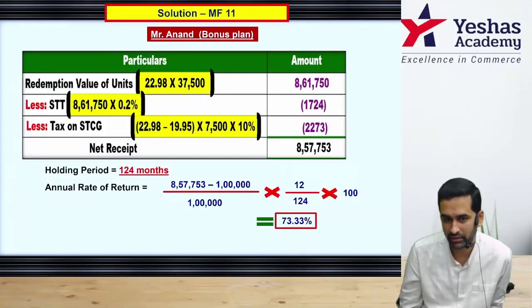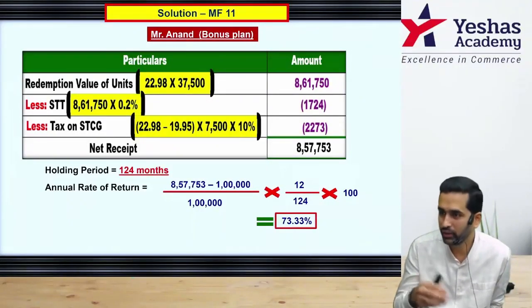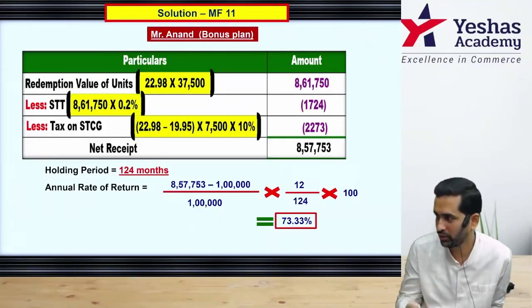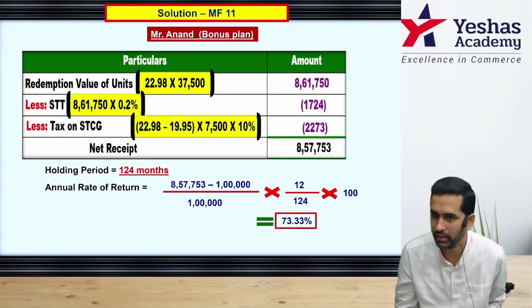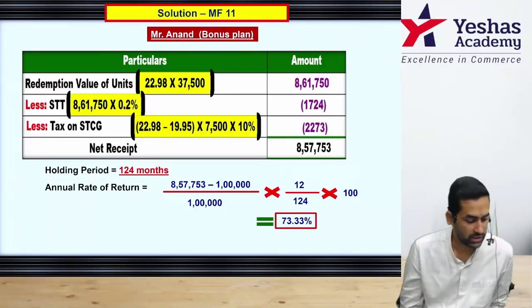Because holding period and annual need not be same. This guy is holding for 124 months and the question is for 12 months. If they're holding for 12 months, then you don't have to do into 12 by 12. You anyway get the same number. Easy. Who was the second investor?